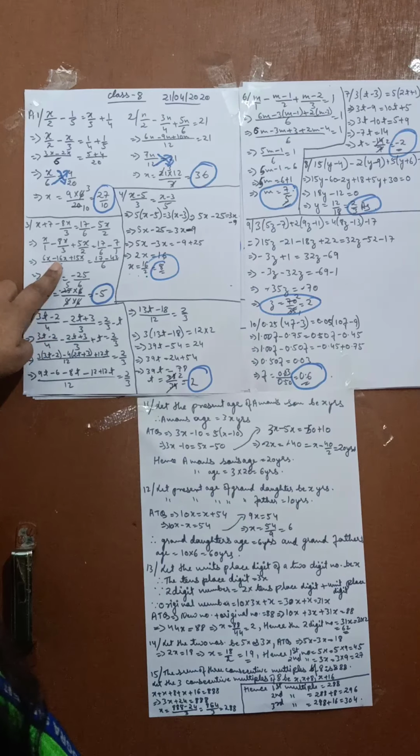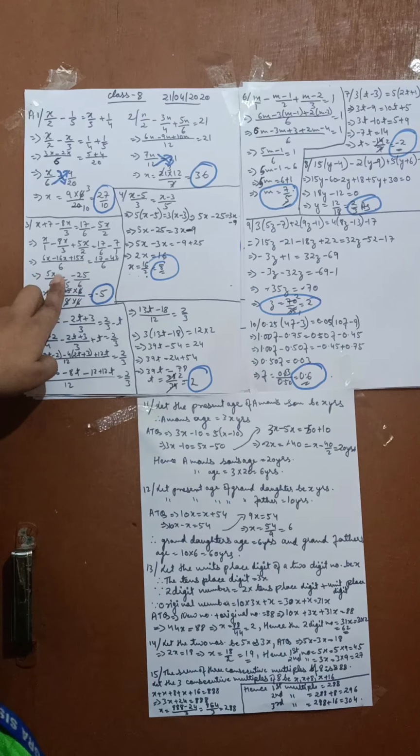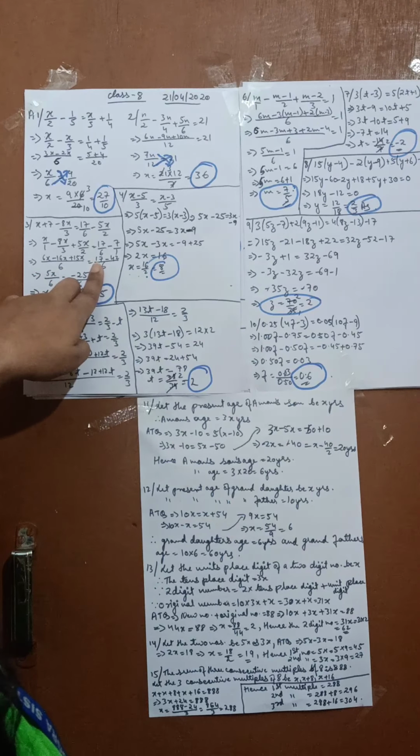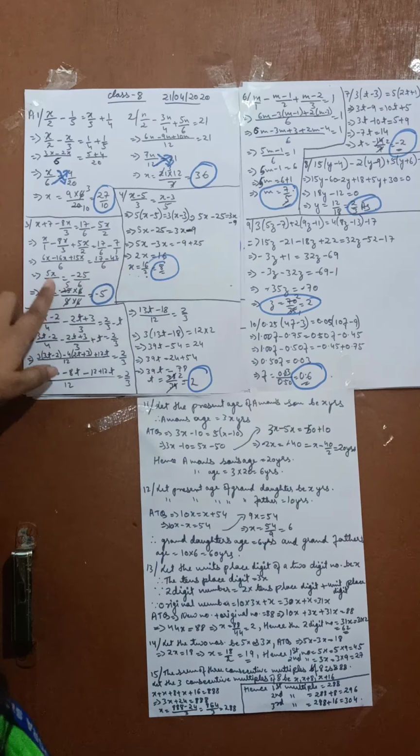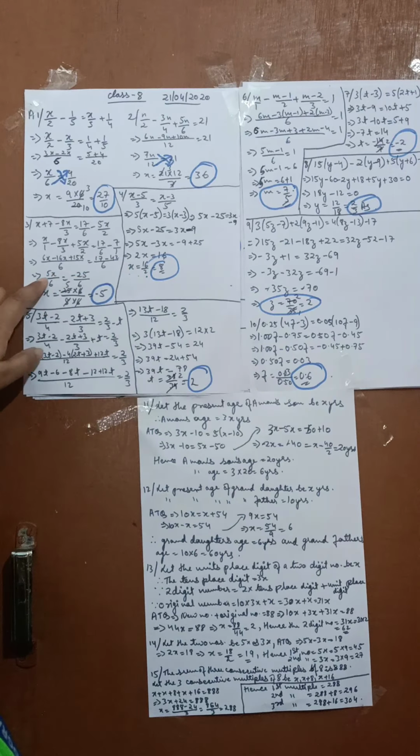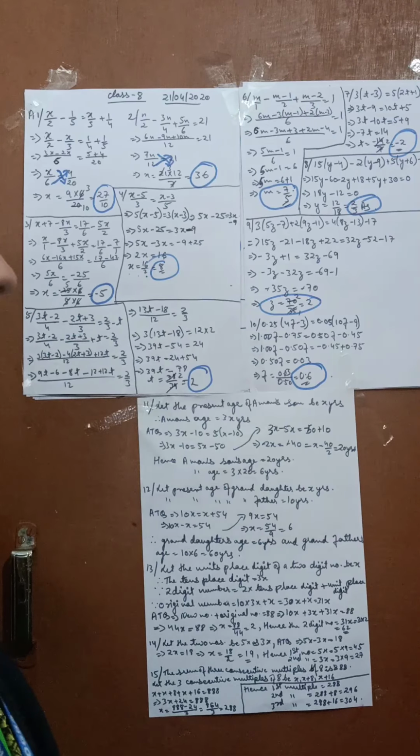So 6x minus 16x plus 15x divided by 6 is equal to, here also we'll take the LCM of 6 and 1, it becomes 6, 17 minus 42. So after solving it, we are getting 5x by 6 is equal to minus 25 by 6. So the value of x is minus 5. So the answer of question number 3 is minus 5.